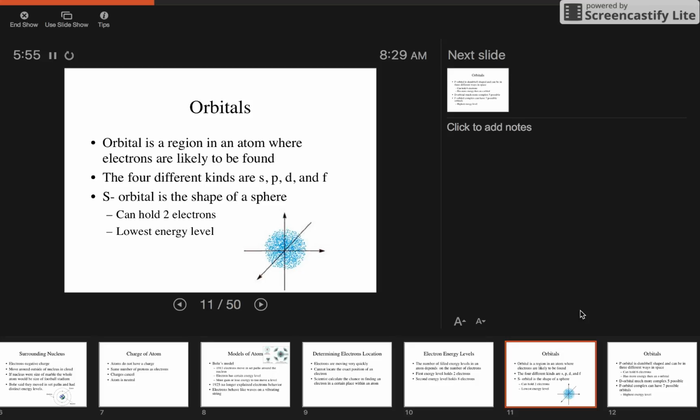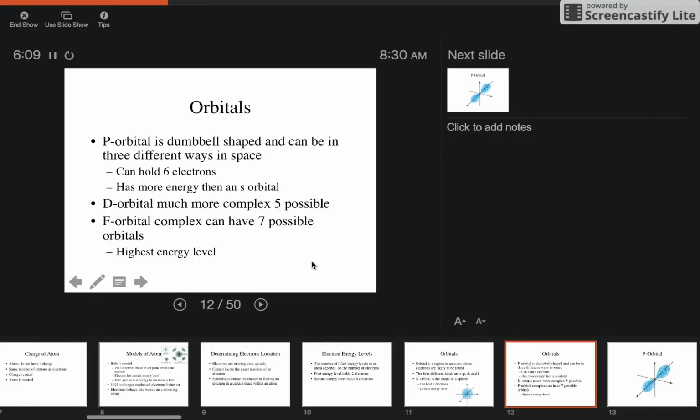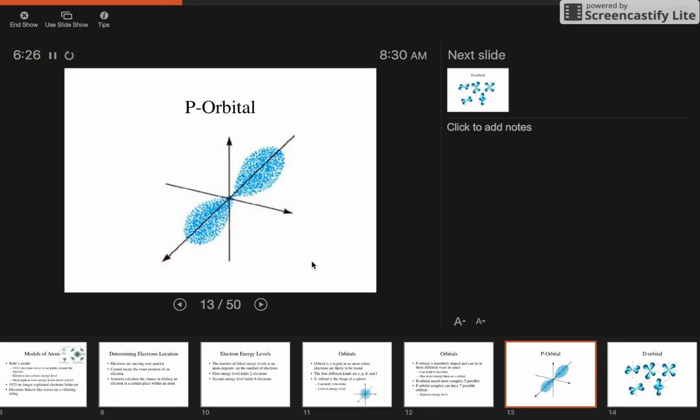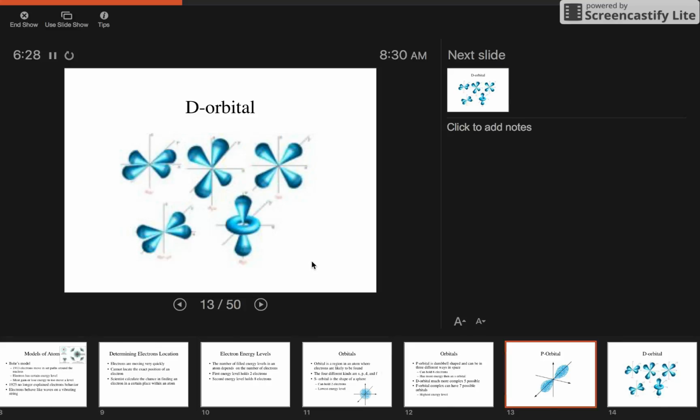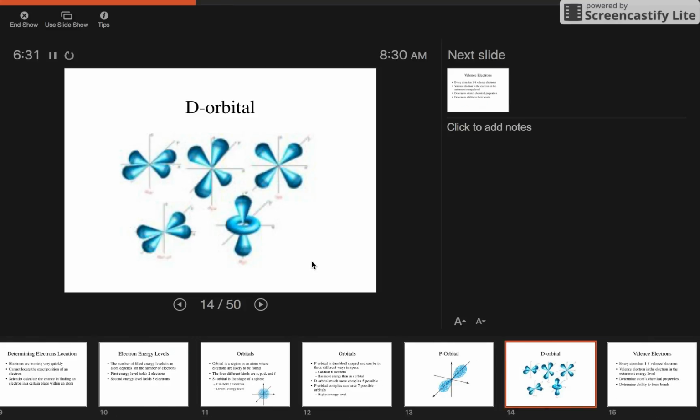An orbital is a region where it's likely to find an electron. We have 4 types. They're called S, P, D, and F. S orbital is in the shape of a sphere and can hold 2 electrons and is the lowest energy level. And then here's a picture of that orbital. P orbital is dumbbell shaped and can be oriented 3 different ways in space and can hold up to 6 electrons. D orbital is more complex, and then F orbitals are the highest complexity. Here's a picture of the p orbital. Here are the d orbitals, and there are no f orbital pictures.